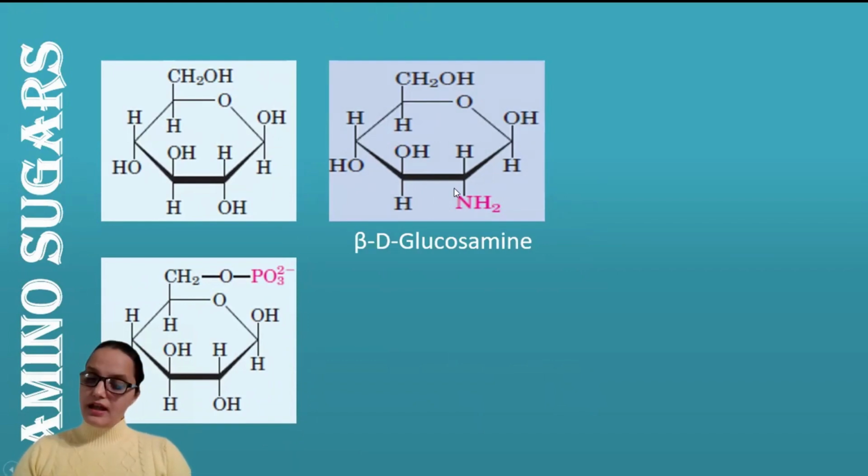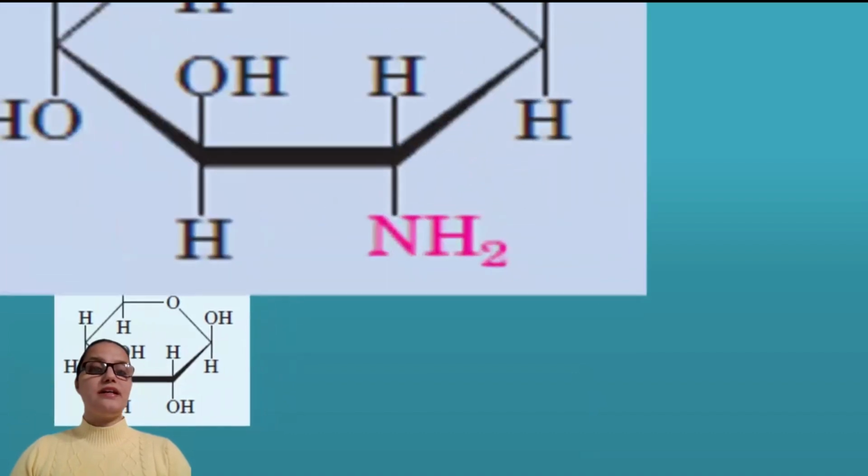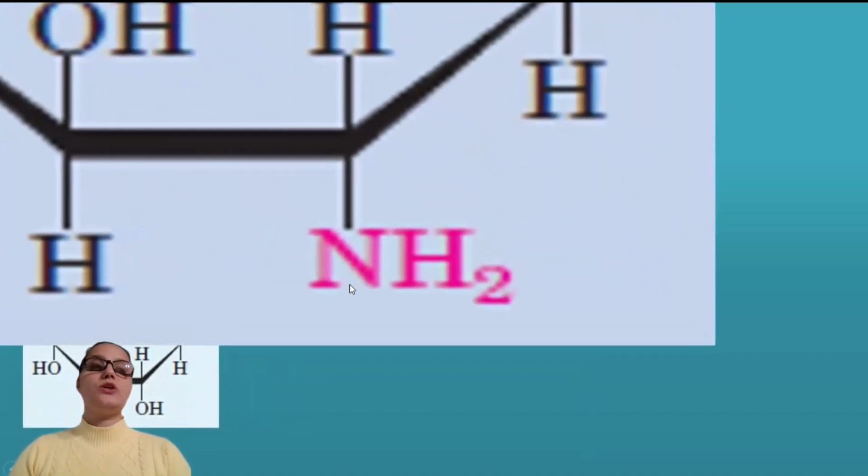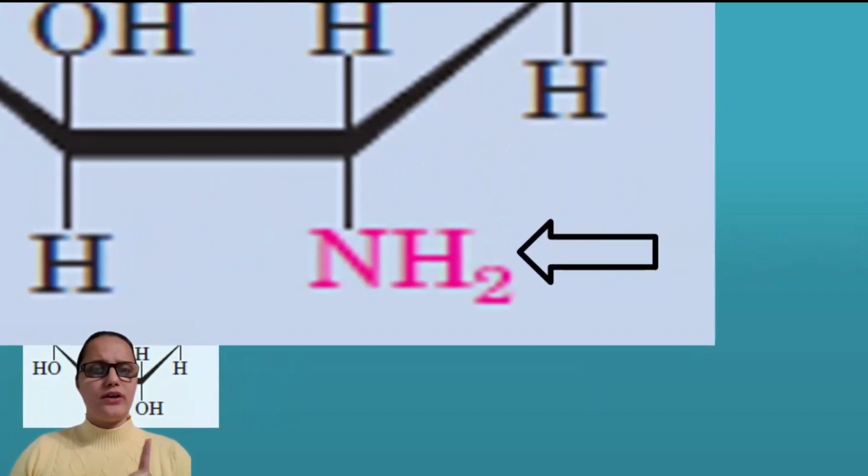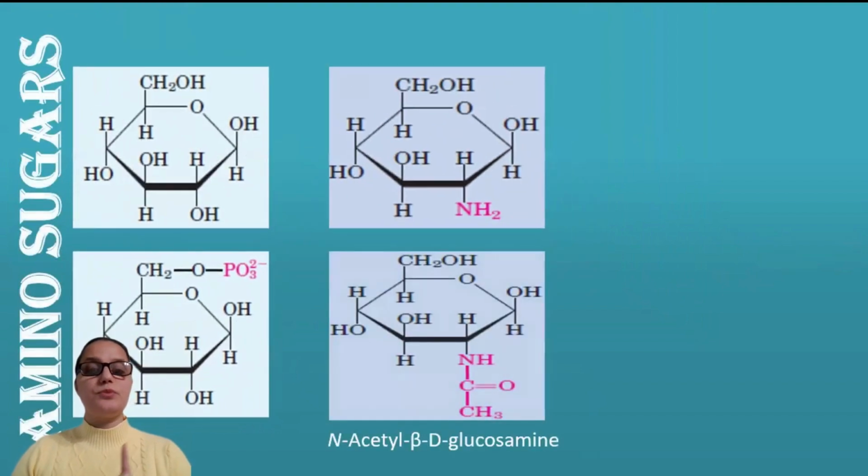Again, in this beta D-glucosamine, we can see there is one N and there are two H's. When one of these H's gets replaced by an acetyl group, what is an acetyl group? I will explain. One of the H's at this position gets replaced by an acetyl group, then N-acetyl glucosamine is formed. What is an acetyl group? Acetyl is the common name for the ethanoyl group. So what is the ethanoyl group?